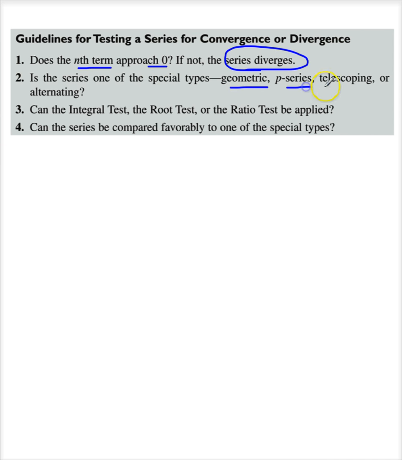The next thing you want to look at is, is it one of the special types? Is it geometric? Is it p? Is it telescoping? Is it alternating? If it is, then we know a little bit more about it.